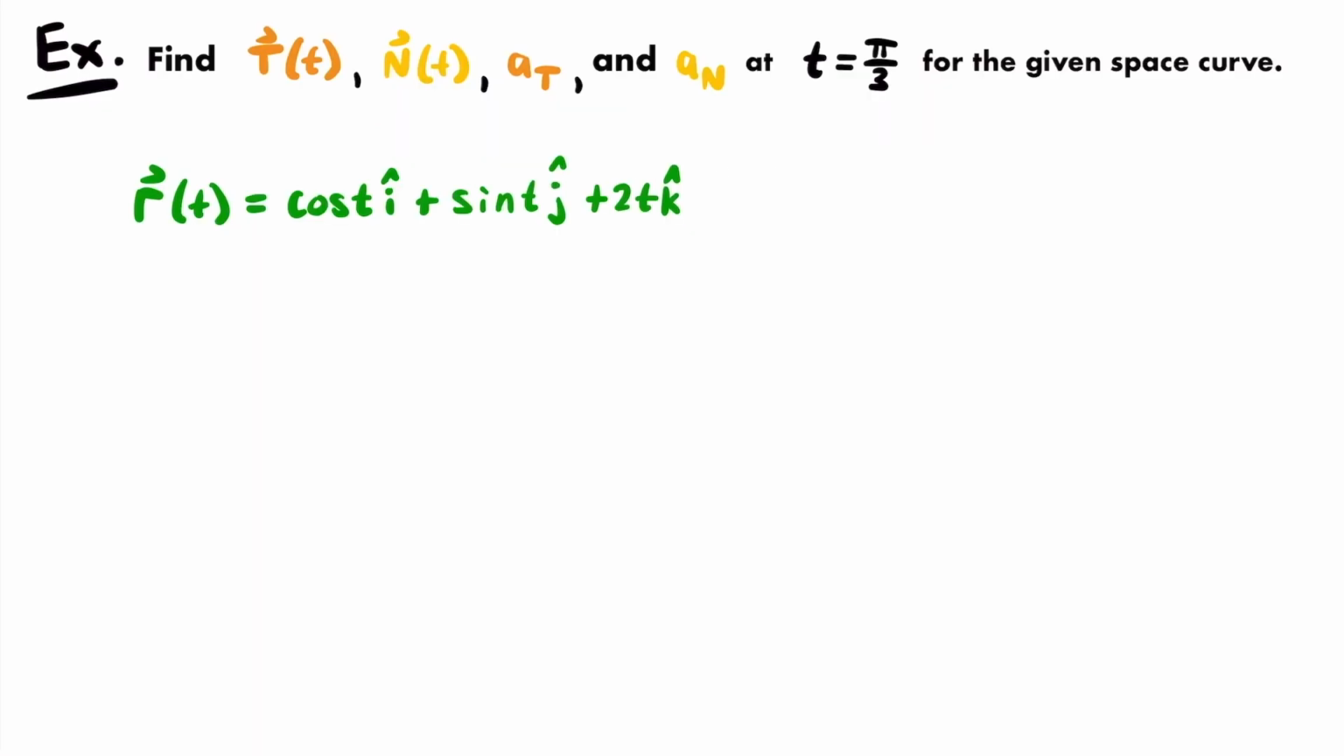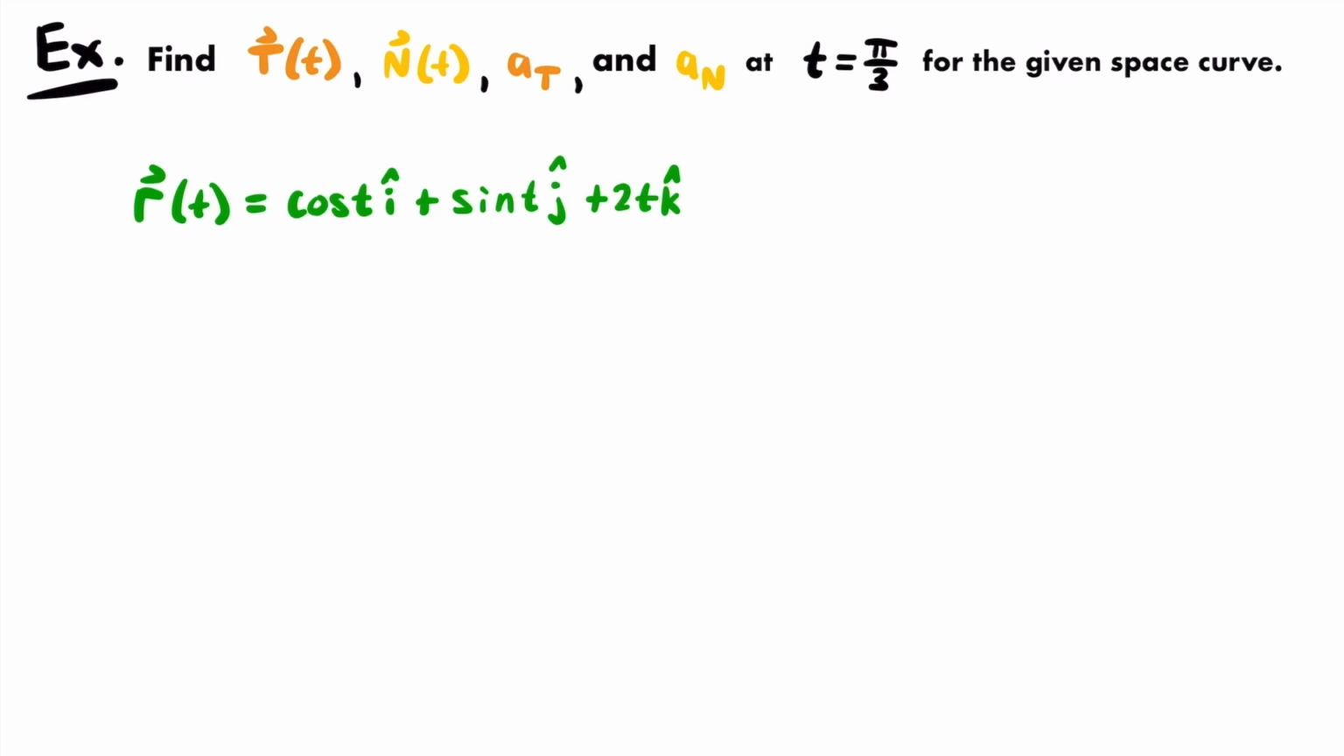For this example, we want to find T of t, the unit tangent vector, N of t, the unit normal vector, a sub T, the tangential component of acceleration, and a sub N, the normal component of acceleration, at t equals pi divided by 3 for the given space curve. And our space curve, or position vector, is r of t is equal to cosine t i plus sine t j plus 2t k.